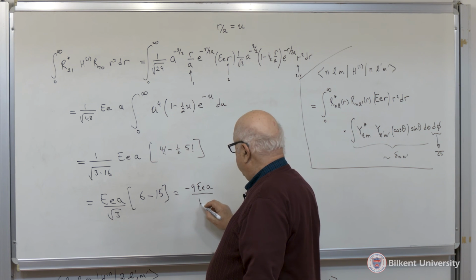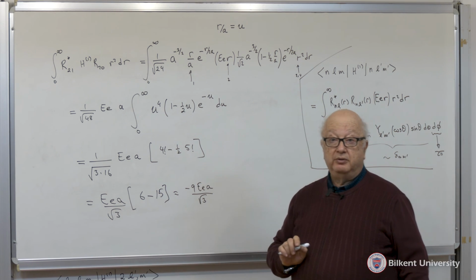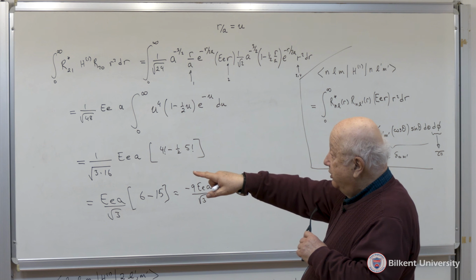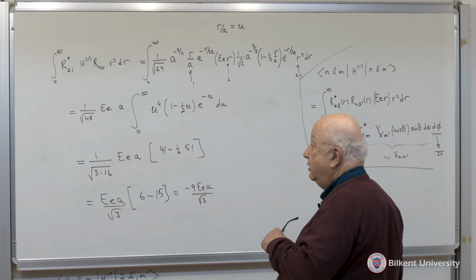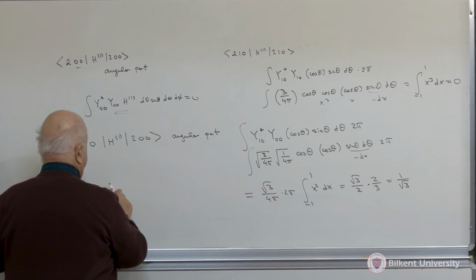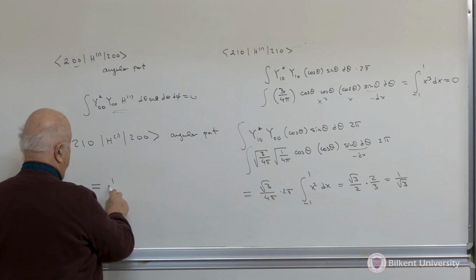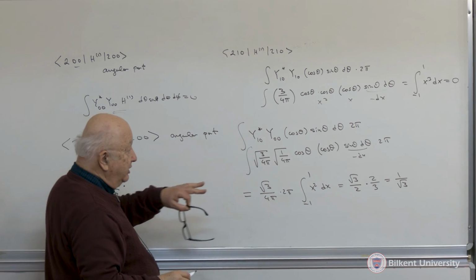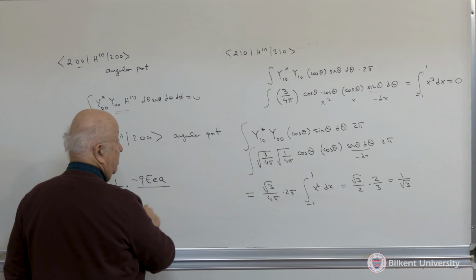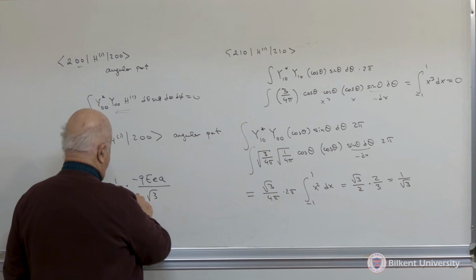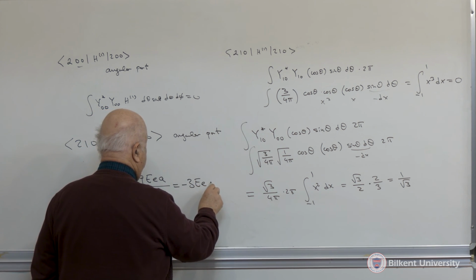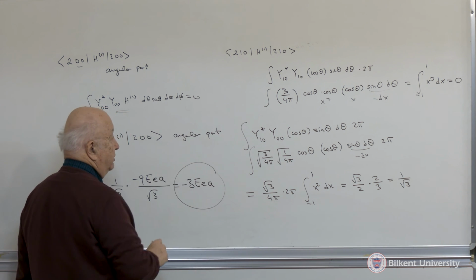A over root 3. You see, it has units of energy. Electric field, charge times distance. But this is not, of course, the whole story, because there's a 1 over root 3 over there. So this object, going all the way back here, is equal to the angular part, which is 1 over root 3, times the radial part, which is minus 9 A over root 3. So there's also a little bit more reduction. Okay, so that's our result.